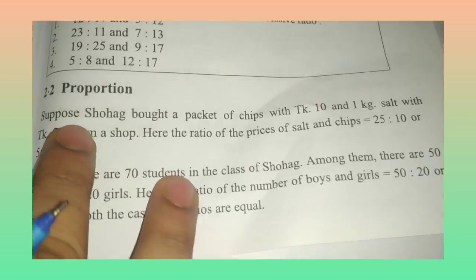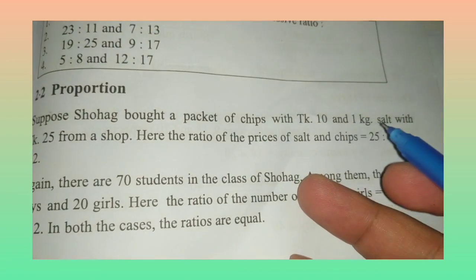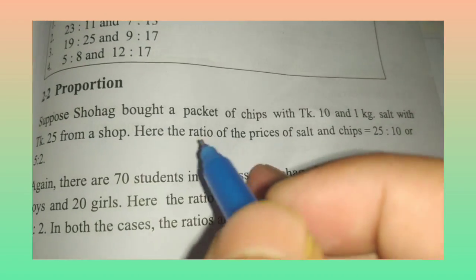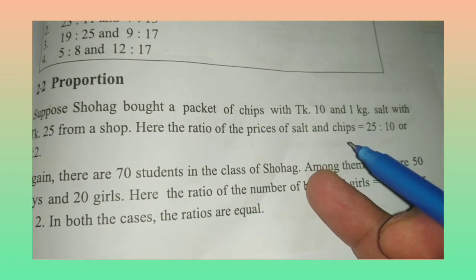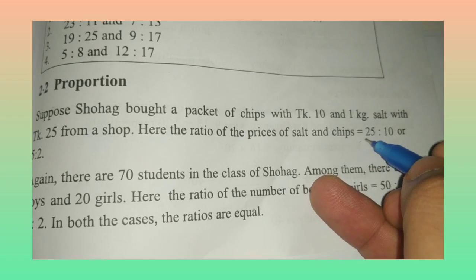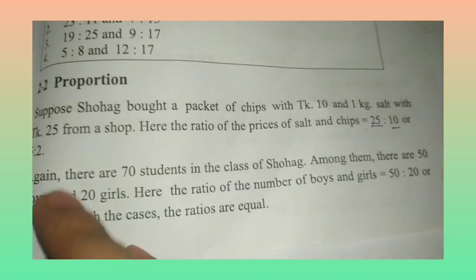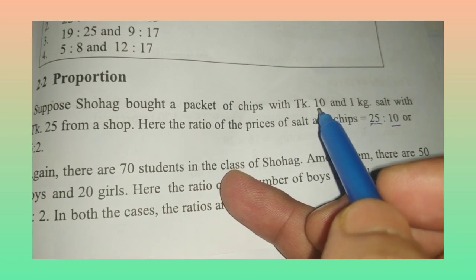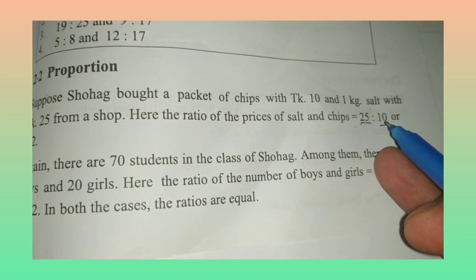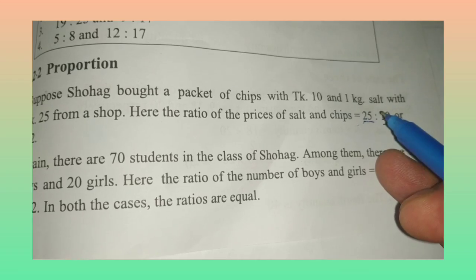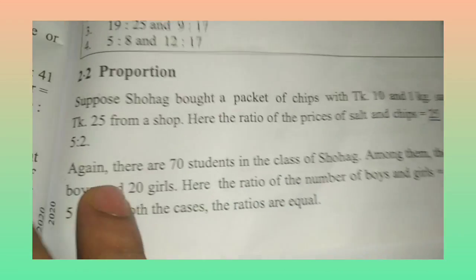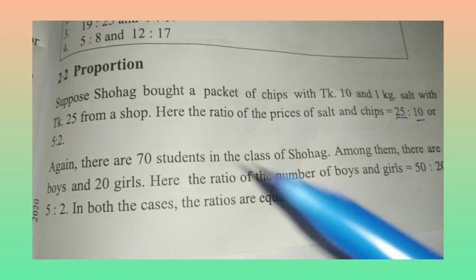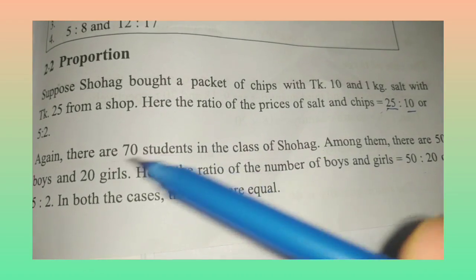Shohag bought a packet of chips with taka 10 and 1 kg salt with taka 25 from a shop. So what is the ratio of the packet of chips and salt? It should be 25:10, because he bought salt with taka 25 and the packet of chips with taka 10. So 25:10. If we divide both with 5, what ratio do we get? That is 5:2.